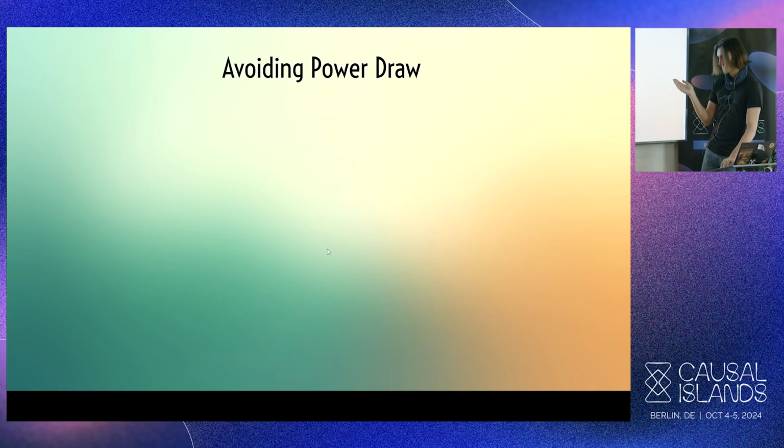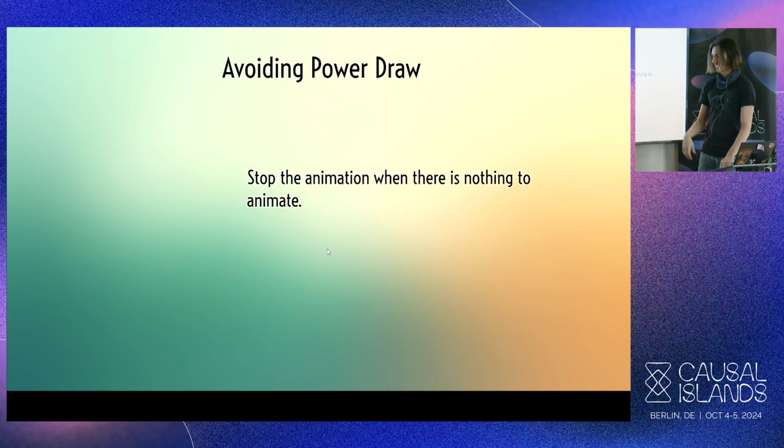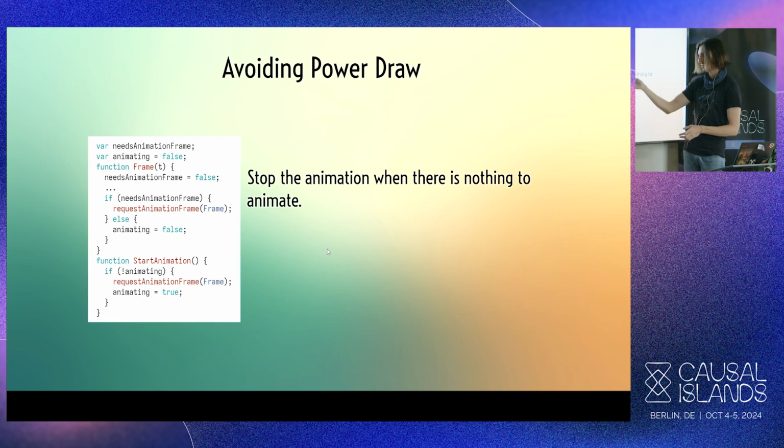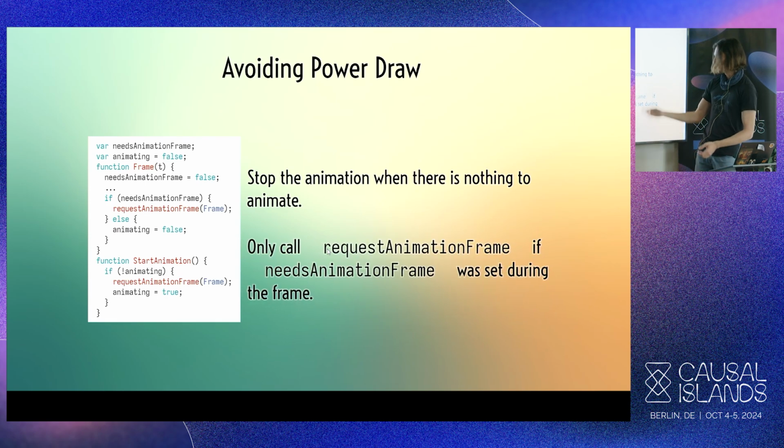Next thing, like I mentioned, power draw. This is very easy to avoid. Basically, when there is nothing to animate, we want to stop the animation. It's easy to just call a request animation frame, which will constantly render the animation. We just don't call it anymore. If we don't have anything to draw, don't call request animation frame. You can use this variable needs animation frame. If you structure your loop like that, it's super easy to avoid power draw. Even this slideshow uses this trick to reduce power draw.